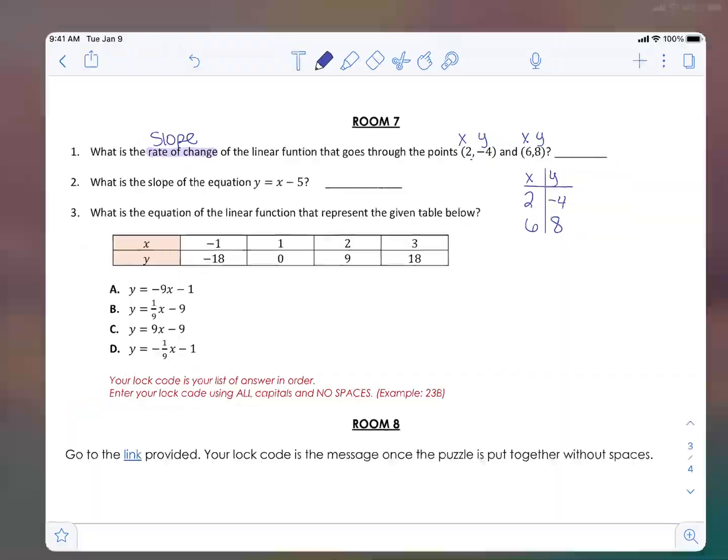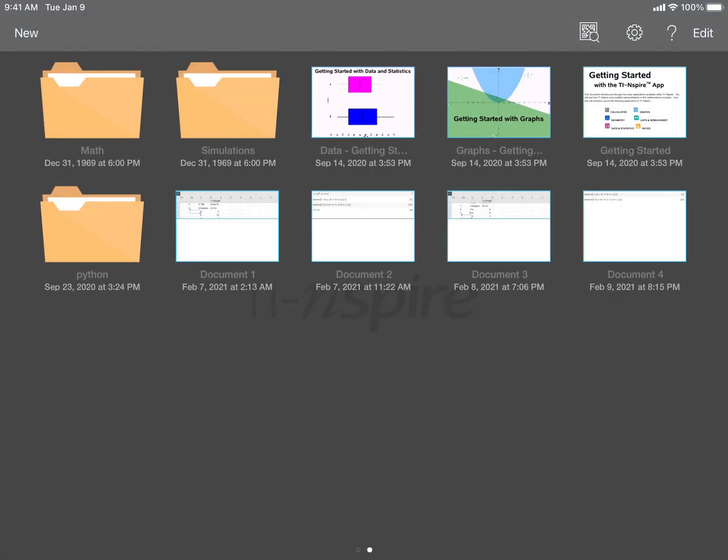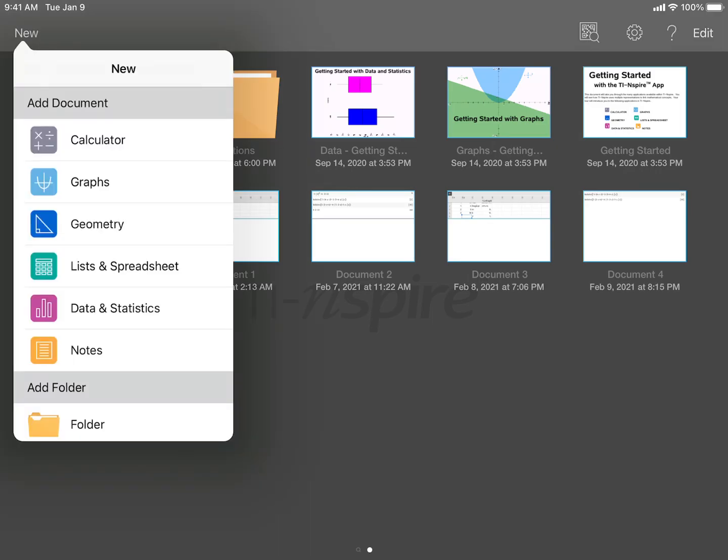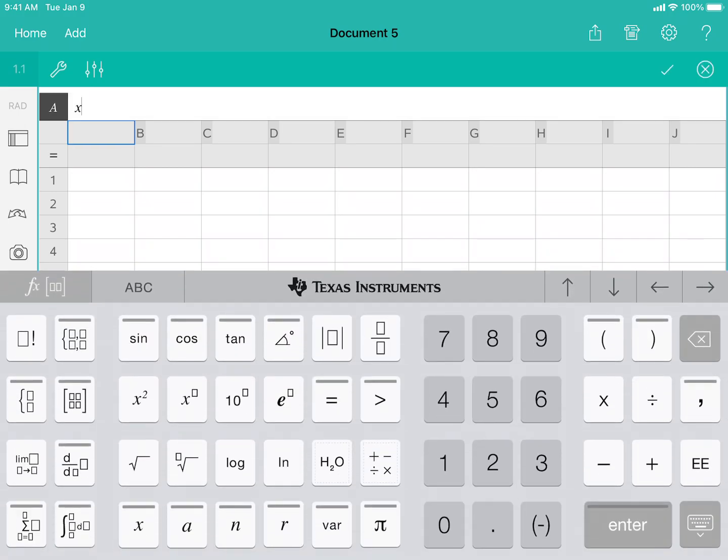Okay, so I'm going to switch over to the calculator. I want to go home, discard my changes. No, you don't want to save. New, and we want to go to lists and spreadsheets. So we go up to A, and we're going to change it to the letter X and press enter.